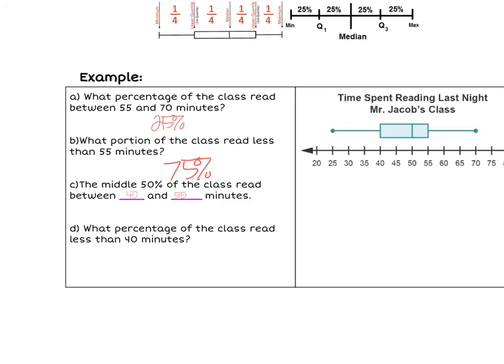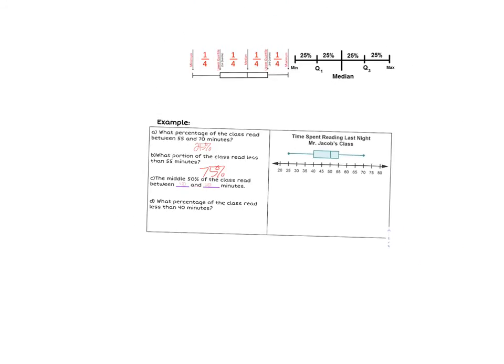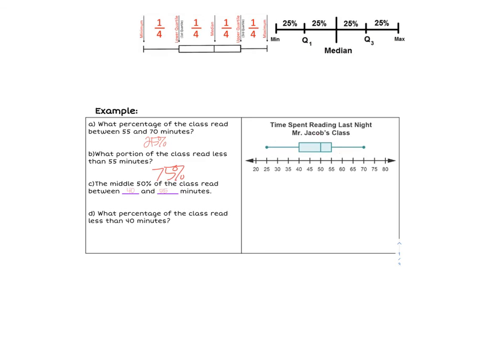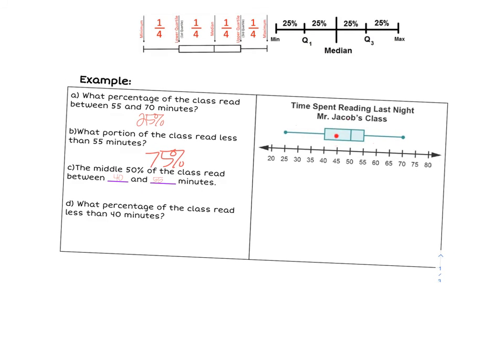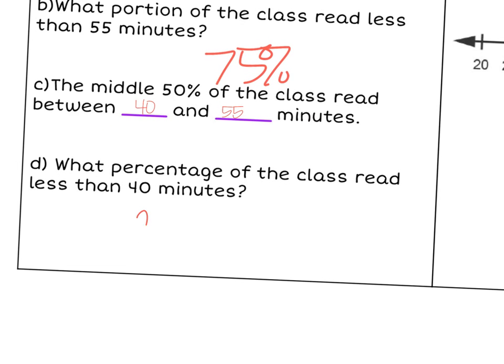And lastly, part D says what percentage of the class read less than 40 minutes? So again, on our box plot, we're going to find 40 minutes, which is right here. And there's only 1 section, or 1/4 of our data, that is less than 40 minutes. So that's going to be 25%.